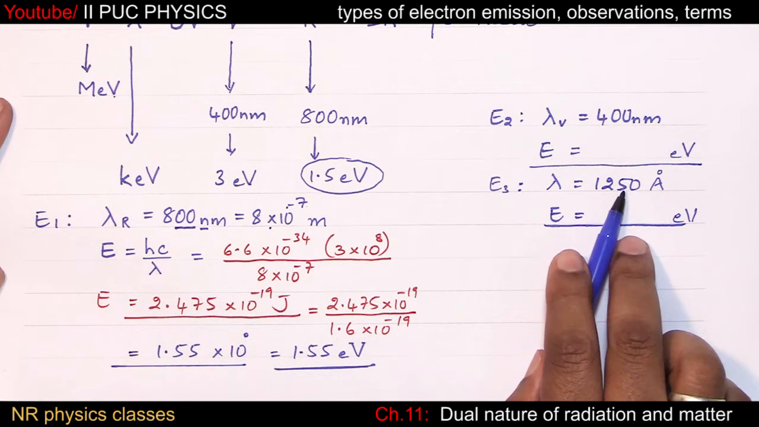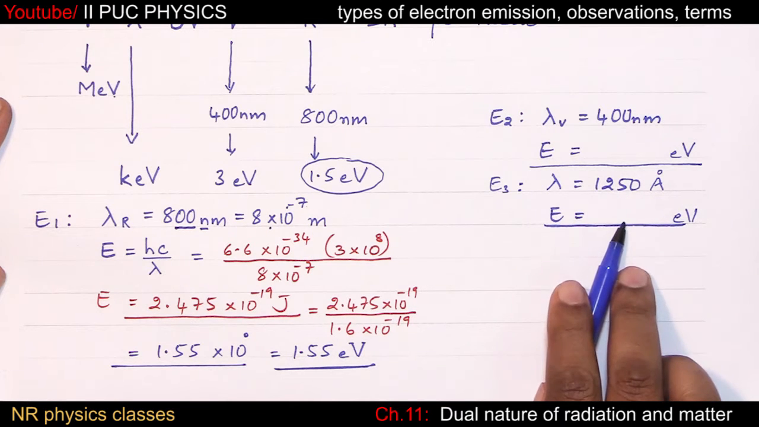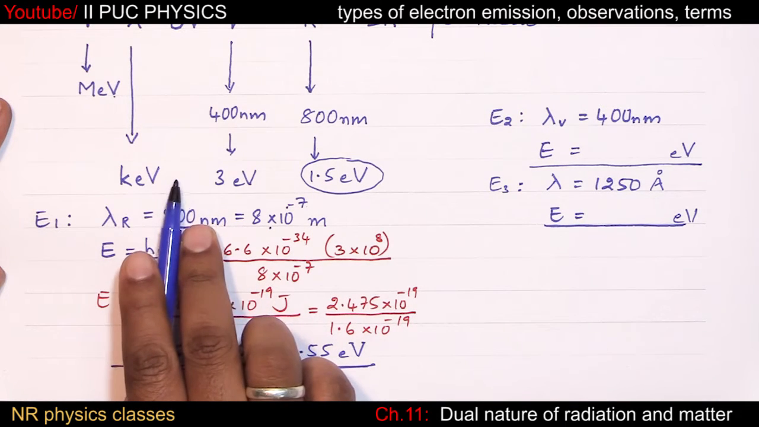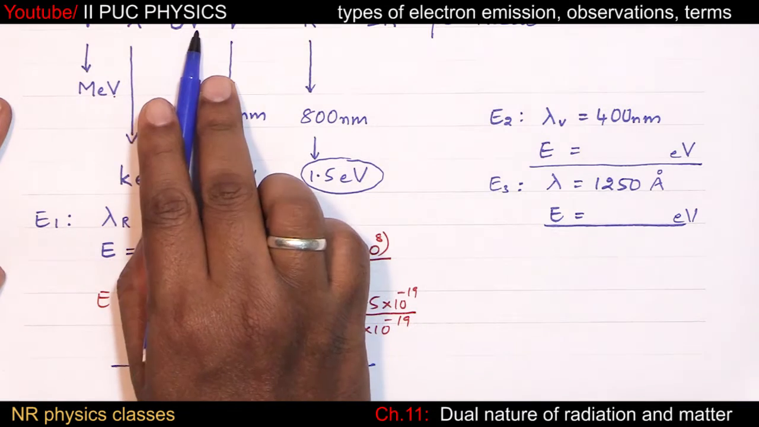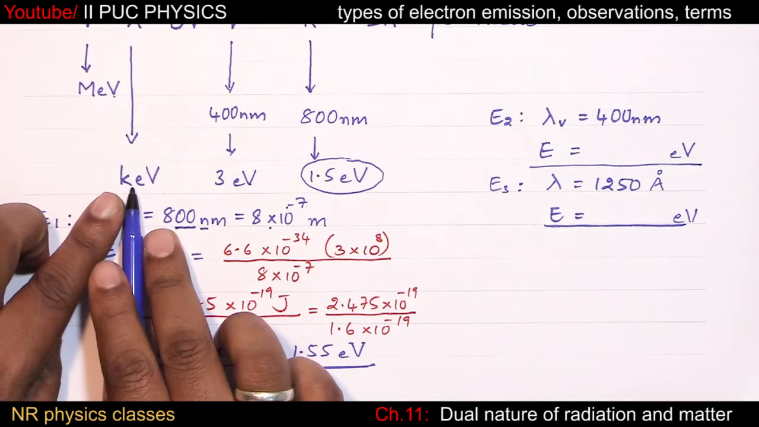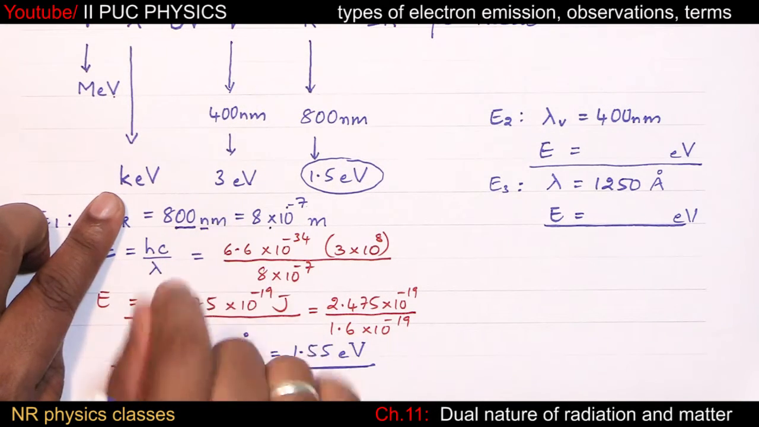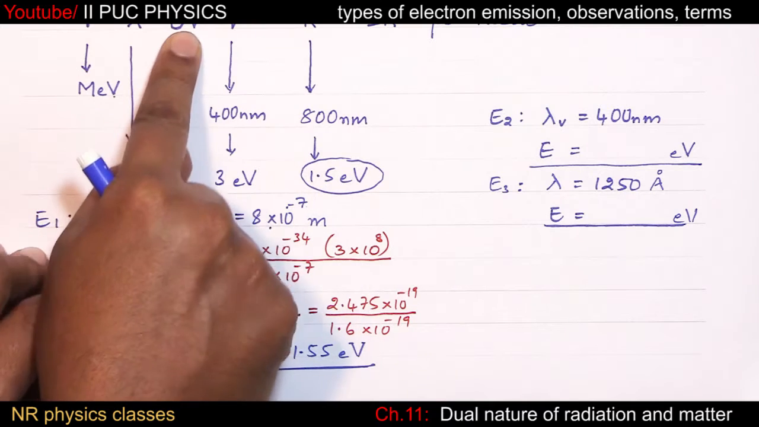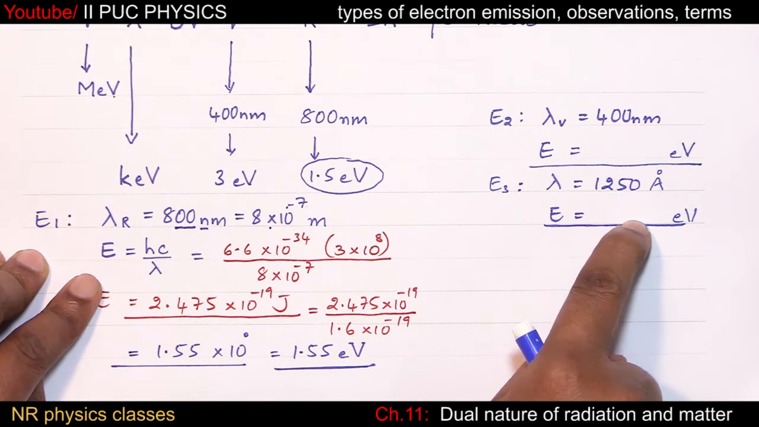If you find the energy of this, the energy will be greater than 3 eV. Energy greater than 3 eV means that it falls under ultraviolet. So from thousands of eV down to 3 eV, this region corresponds to ultraviolet. So this will be ultraviolet.